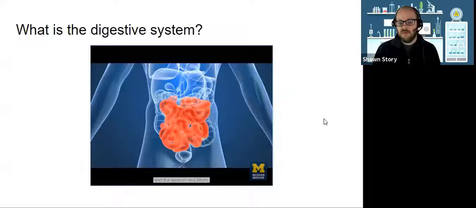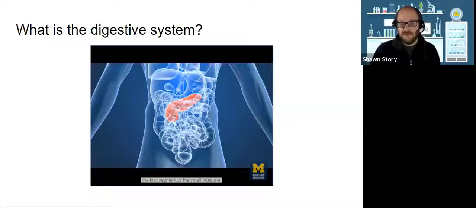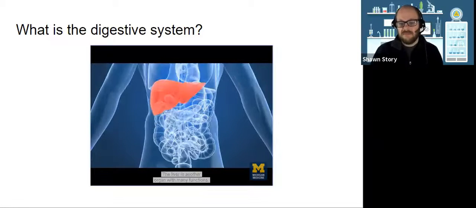It is made up of 3 segments: the duodenum, which continues the breakdown of food, and the jejunum and ileum, which are mainly responsible for the absorption of nutrients. Aiding the digestive process is the pancreas. Among its other functions, the pancreas helps digestion by producing digestive enzymes and secreting them into the duodenum, the first segment of the small intestine.